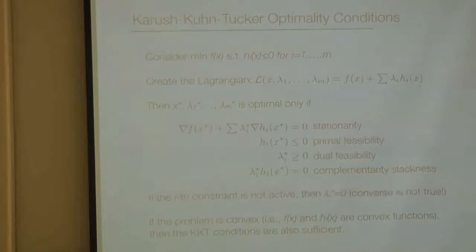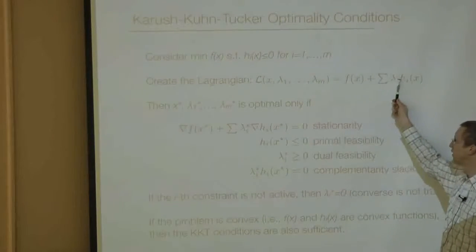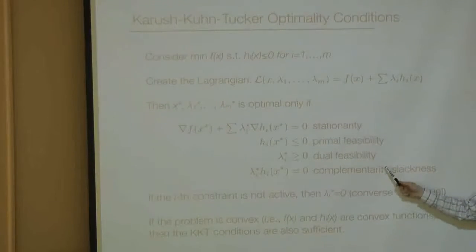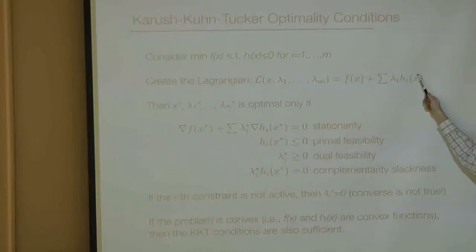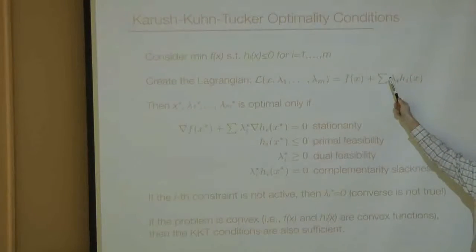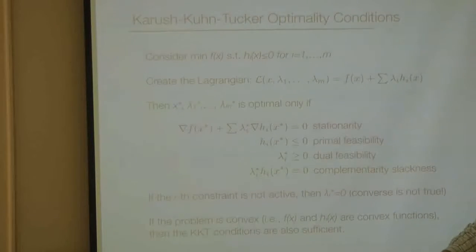The second condition is that the Lagrange multipliers that we use in the Lagrangian, they must be only non-negative. And the last condition says that at the optimum, this term here should disappear from the Lagrangian, such that minimizing the Lagrangian actually minimizes the original cost function. And this last condition is called complementary slackness.